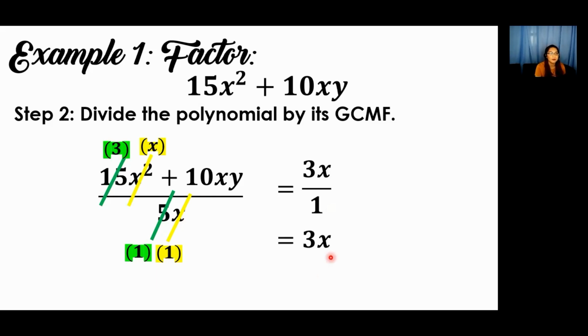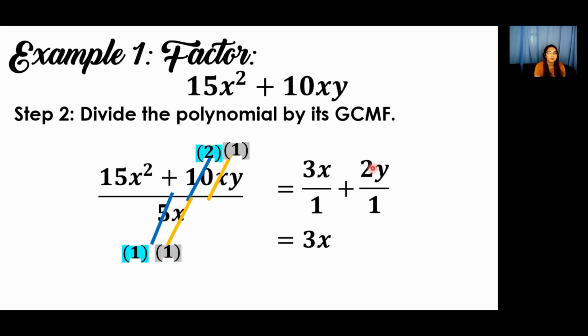Okay? Next, for the second term of the binomial, 10 divided by 5. So, cancel natin. We have 2 and 1. X divided by x. So, both of them will become 1. Now, we have to multiply 2 times 1 times y. Again, that is positive or plus. Positive 2 times 1 times y is positive 2y. And then, 1 times 1 on the denominator, we have 1. 2y divided by 1 is 2y. So, the quotient here in our step number 2 is 3x plus 2y.